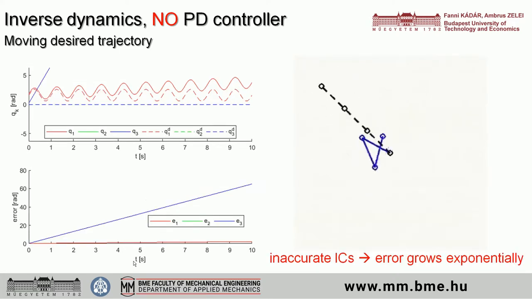But what happens if the initial conditions are not accurate and there are no feedback terms? There will be a chaotic motion again because of the lack of feedback terms. So what we can draw as a conclusion is that the feed-forward terms are not good enough alone. They work only together with a PD controller, which can be seen in the next slide.